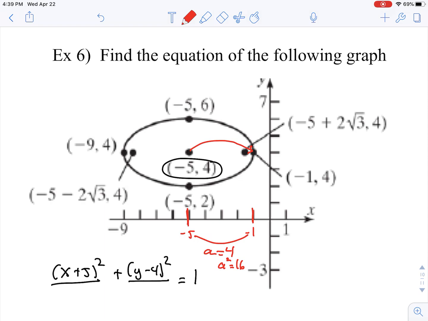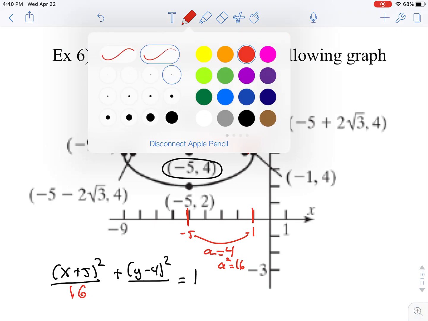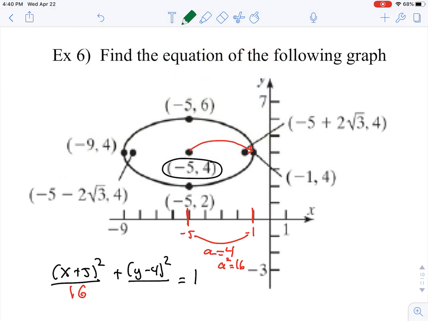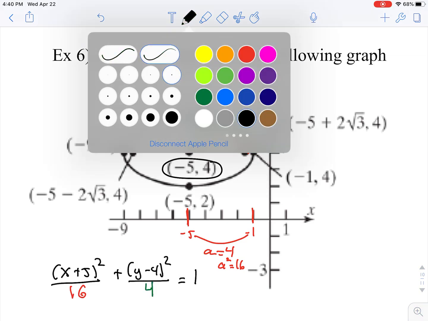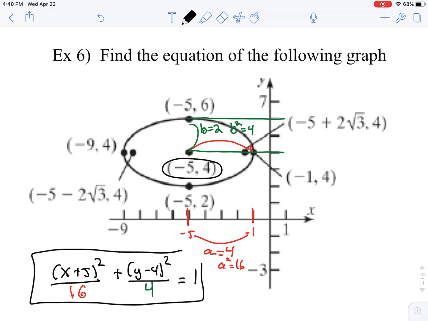Since this is opening left or right, that 16 needs to be below the x. Then we can go back and look for our b value. Our center was here at 4, and then our co-vertex is up here at 6. So that means our b value is 2, making the b squared value 4, and that one will have to go underneath the y. And so very quickly we can write an equation of the graph by looking for those key pieces of information.